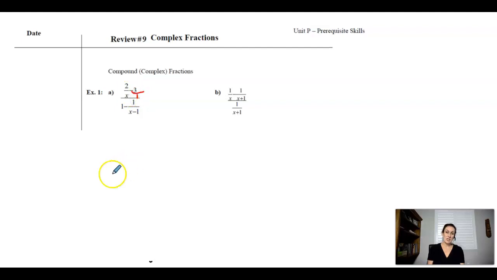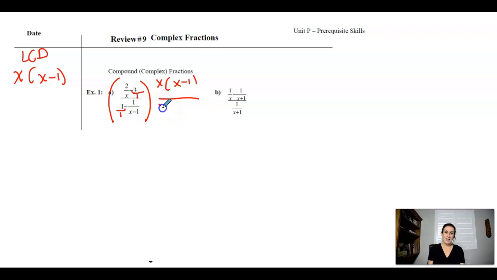In the top part of the complex fraction, look at the denominators, and you have an x and a 1, because this is subtract 3 over 1. So the LCD of those two fractions will be x. In the bottom part of the complex fraction, look at the denominators again, and you'll see that the LCD is x subtract 1. So what we're going to do is multiply the entire complex fraction by x times x subtract 1 over x times x subtract 1.